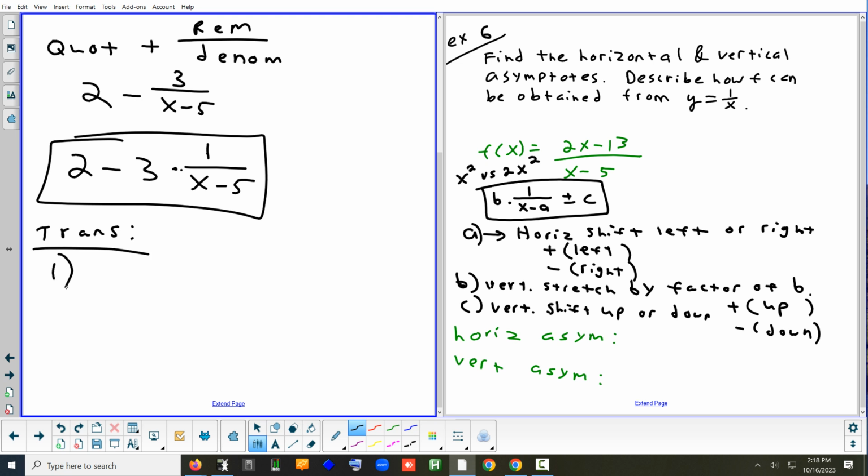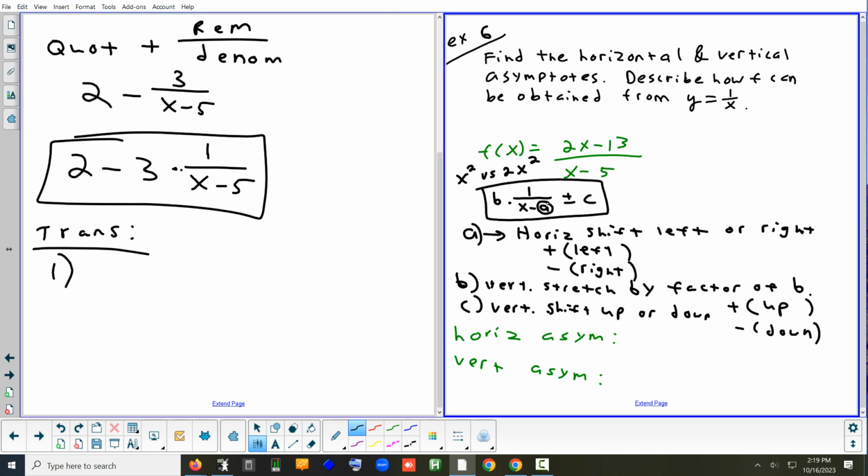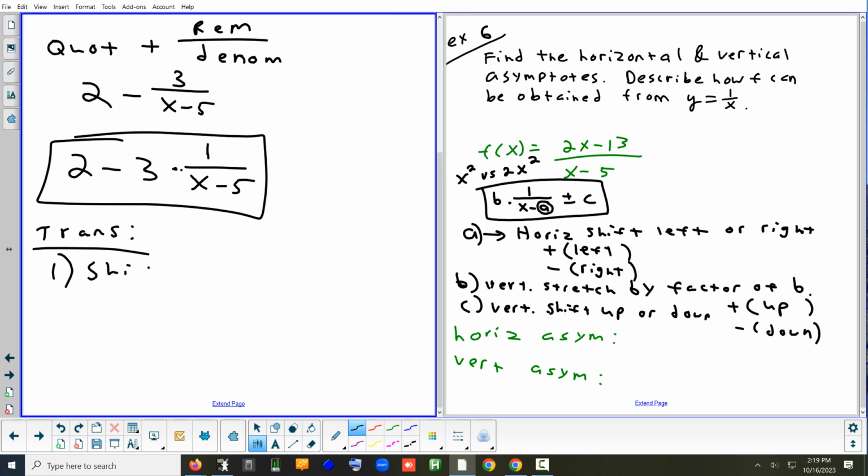First one we look at is the A. What's A in my problem? Yep, 1 divided by x minus 5. So the A is just what's right there: 5. Yep. So our A is a 5, and it's a negative. So what's that negative 5 going to do? Horizontal shift right. Yep. So we're going to shift right 5. Okay, so that's the first one.